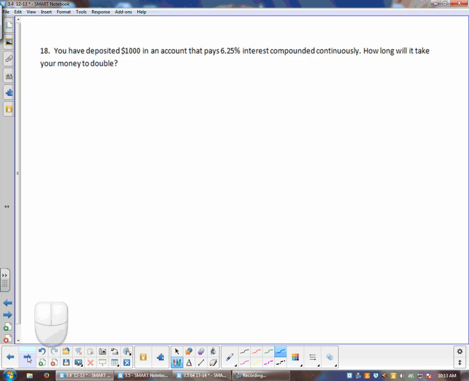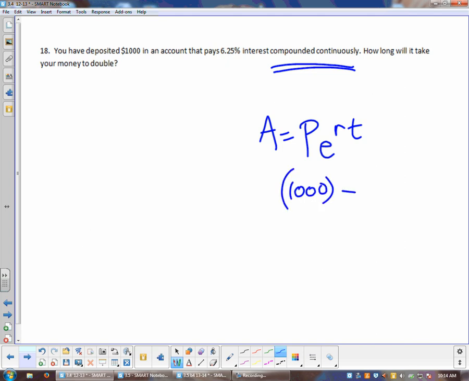Okay, and number 18. You have deposited $1,000 in an account that pays 6.25% interest, compounded continuously. How long will it take your money to double? All right, we're going to want to use the PERT formula because it says compounding continuously. What are we plugging in for what? 1,000 for P. e is a real number, it's 2.718 approximately.